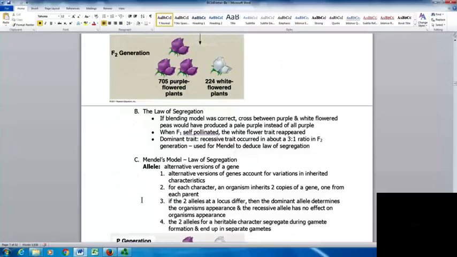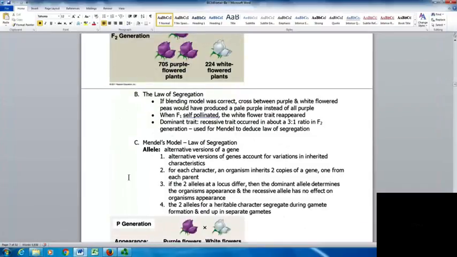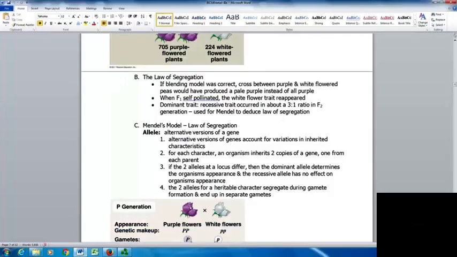The alleles are the alternative versions of a gene. Alternative versions of genes are going to account for the variations we see in the inherited characteristics. So for each character, an organism will inherit two copies of the gene, one from the mother and one from the father. If the two alleles in a locus differ, then the dominant allele is going to determine the appearance, and the recessive allele will have no effect on the organism's appearance. The two alleles for a heritable character are going to segregate during gamete formation and end up in separate gametes.